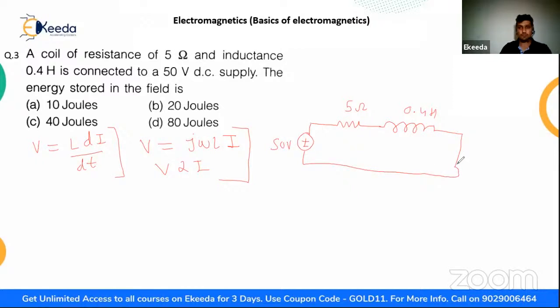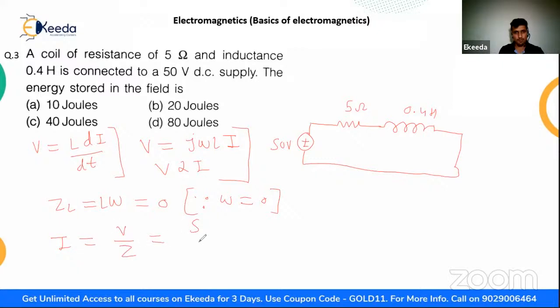So you can simply calculate the current. In network theory, you studied that at steady state the inductor behaves as a short circuit, because the impedance of the inductor ZL is equal to L omega, and when the source is DC, omega equals 0. So the impedance of the inductor will be 0, and the current I will be V by Z, which is 50 by 5 ohm, which is 10 ampere.